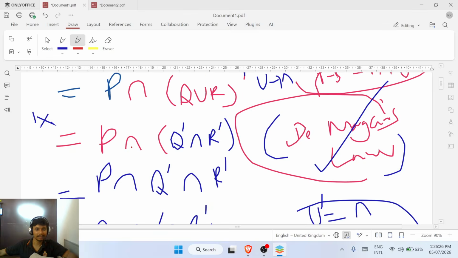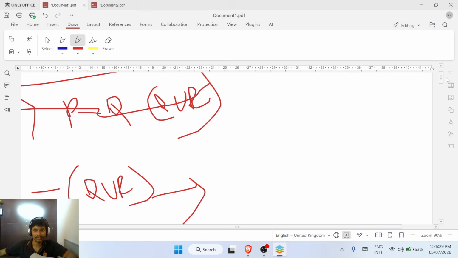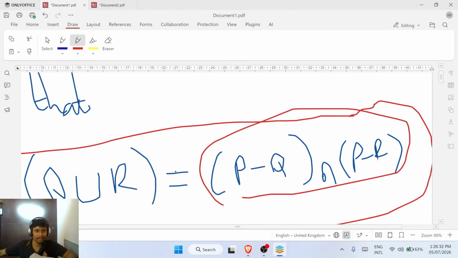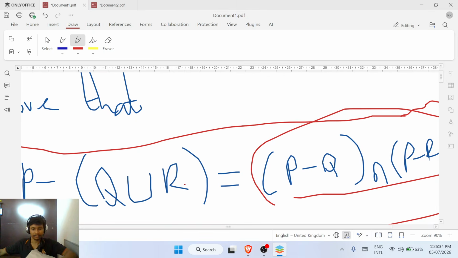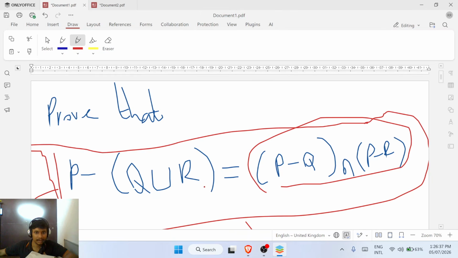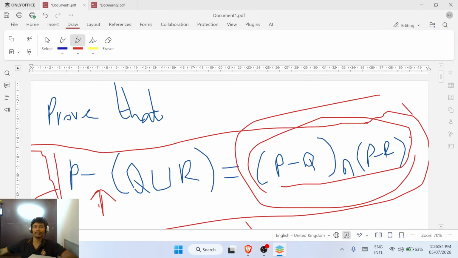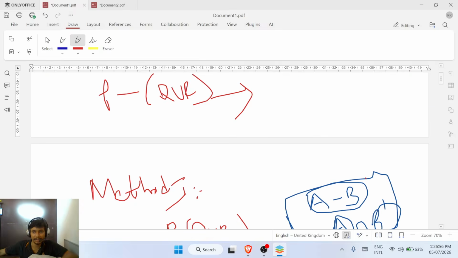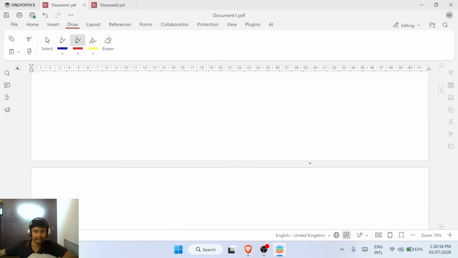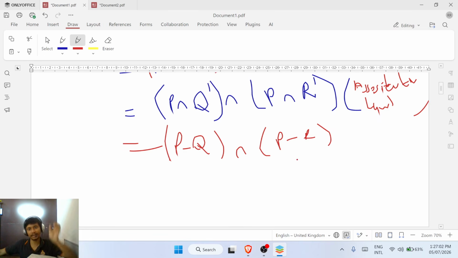Now please see the question. We have to prove that P minus Q union R is equal to P minus Q intersect P minus R. Now we took this equation to prove P minus Q union R, and we have derived this equation. Now we have received the final answer: P minus Q intersect P minus R. Now our answer is correct.